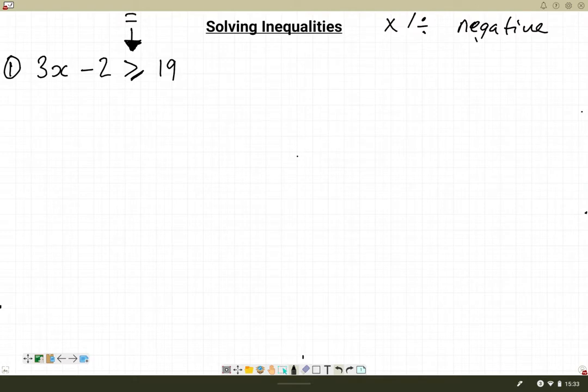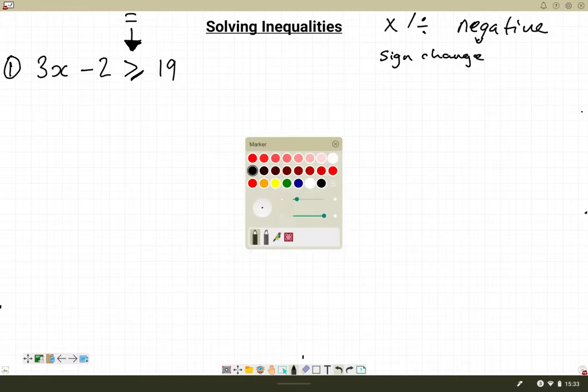Another rule you have to remember is when you multiply or divide by a negative, the inequality sign will change. So it'll go in the opposite direction. So if it's less than, it'll turn into more than. But I'll show you an example of that a bit later on. So question one, a typical solving inequality question.